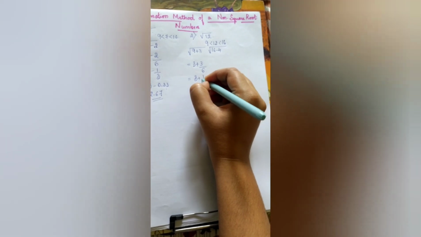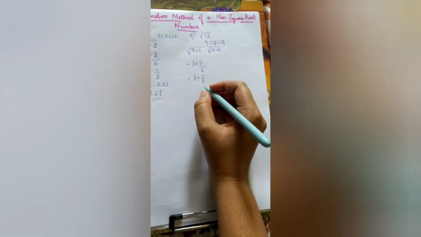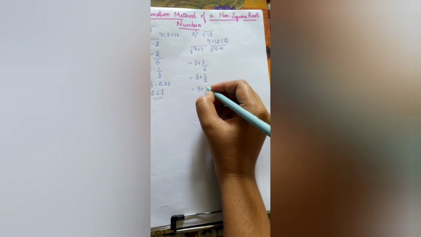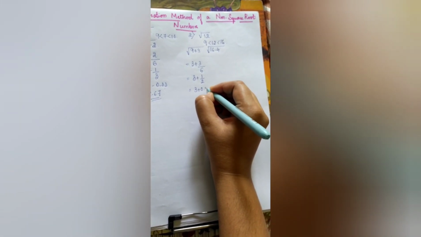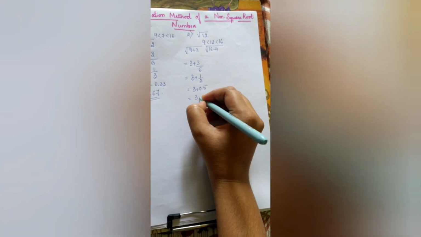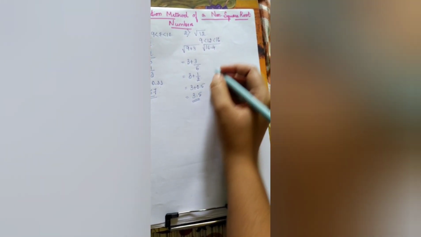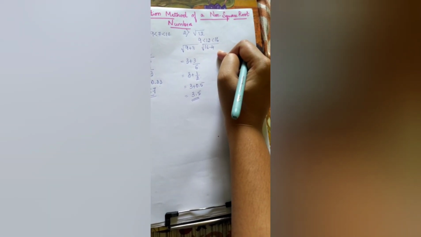3 plus 1 by 2. So what is 1 by 2? 1 by 2 value is 0.5. So which is nothing but 3.5.